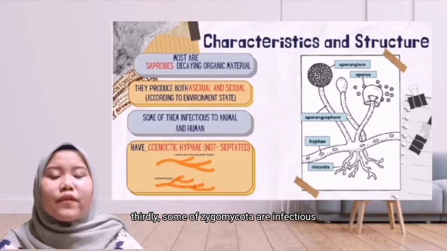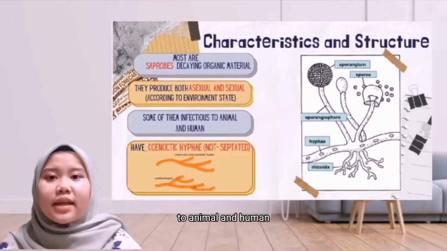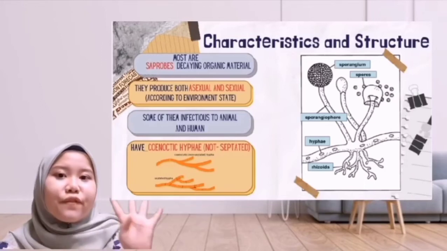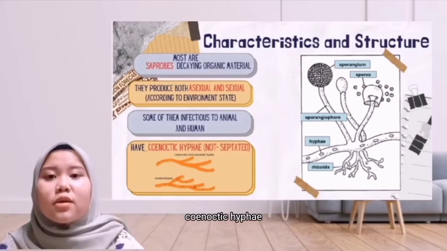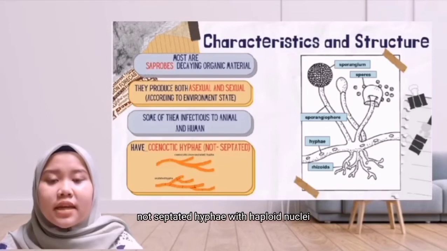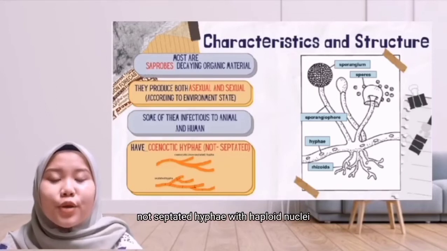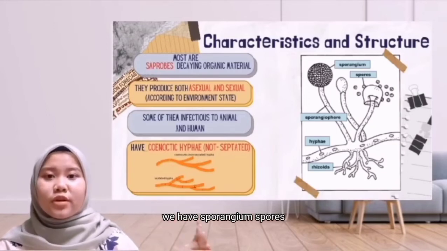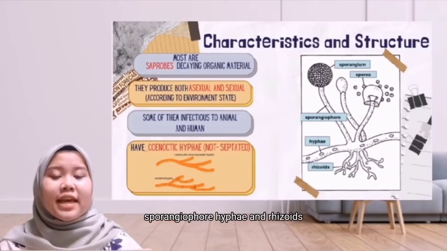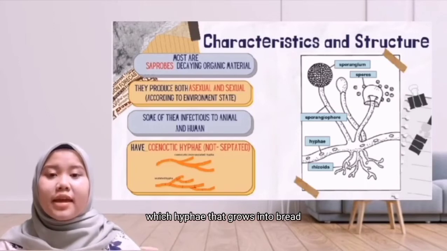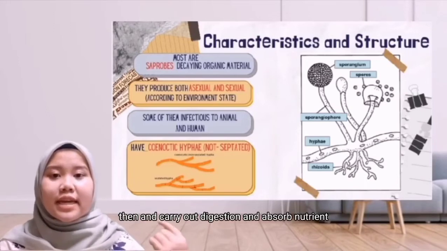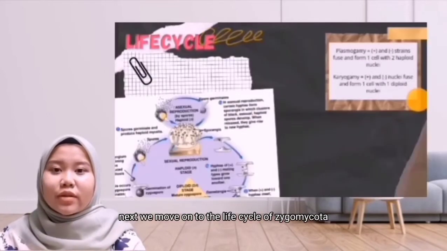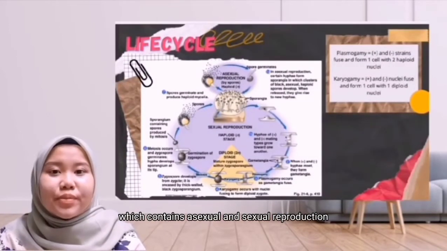Thirdly, some of the Zygomycota are infectious to animals and humans and can cause diseases such as gastrointestinal infections. Fourthly, they have coenocytic hyphae, not septated hyphae, with haploid nuclei. For the structure, we have sporangium, spores, sporangiophore, hyphae, and rhizoids, which are hyphae that grow into the bread and carry out digestion and absorb nutrients.